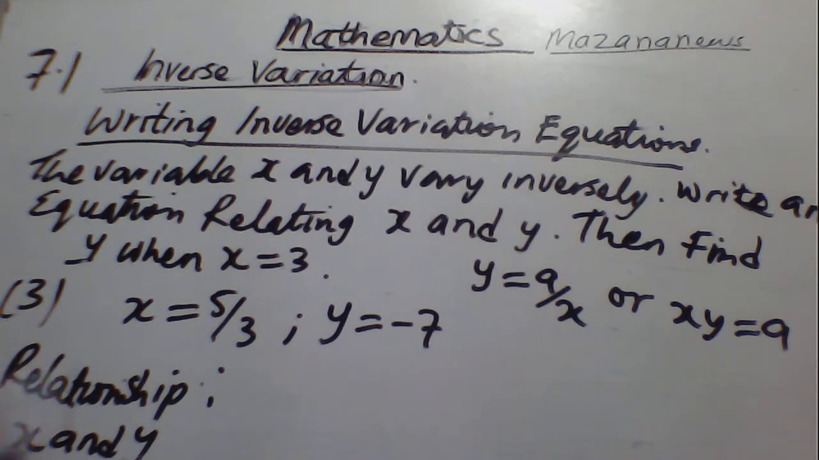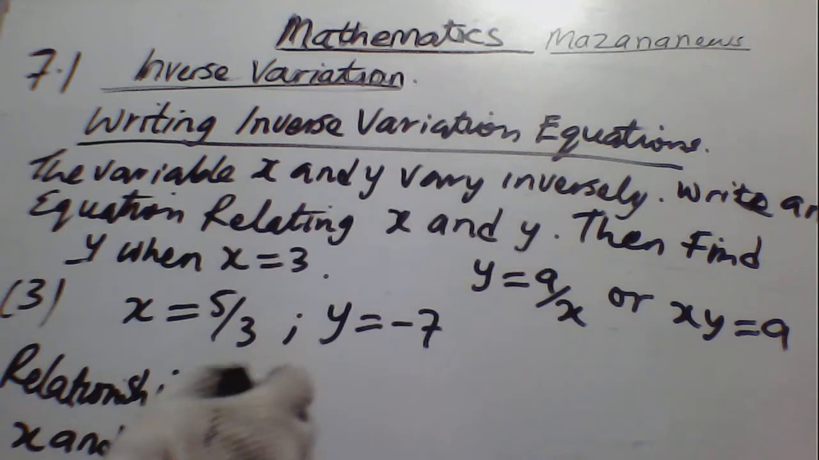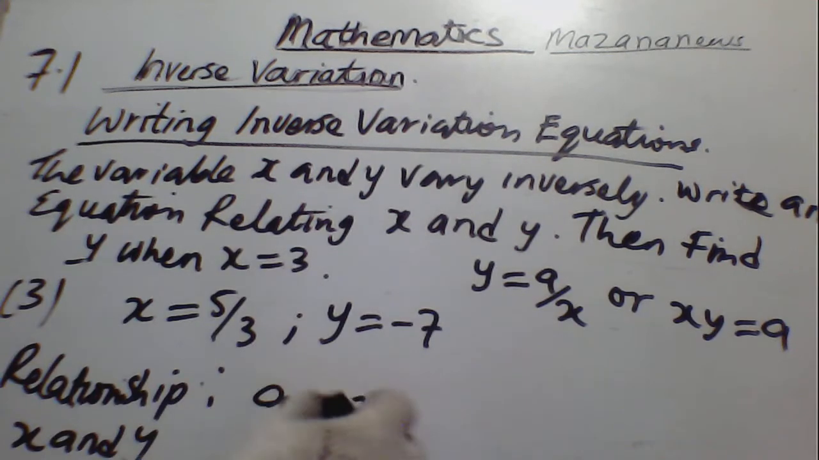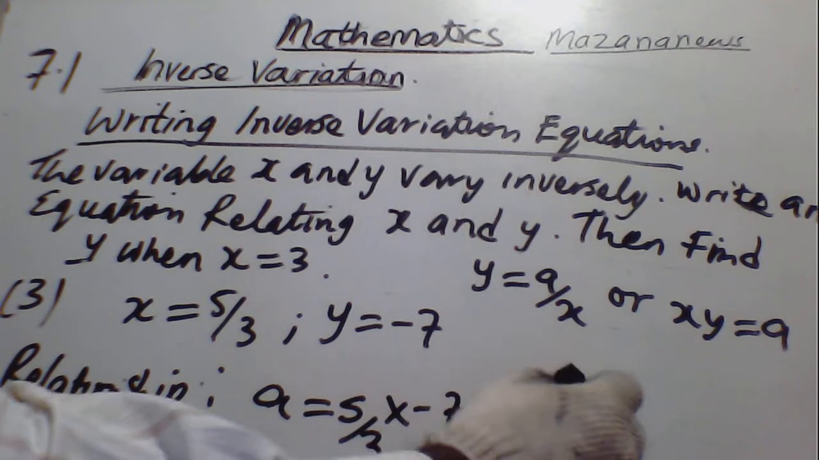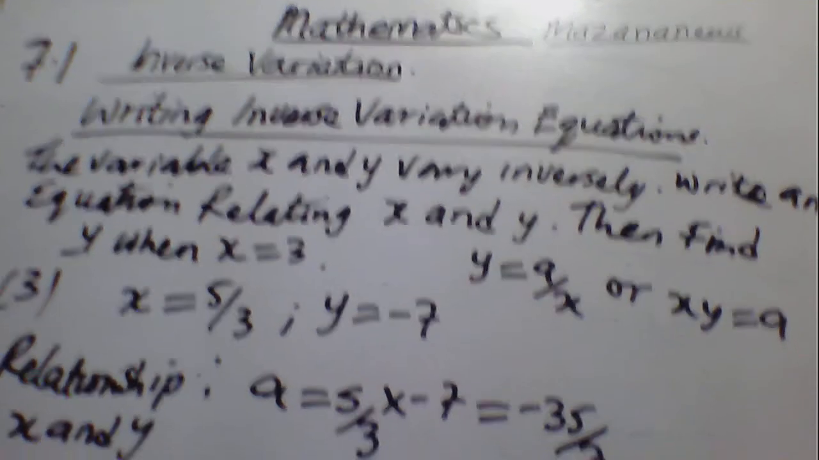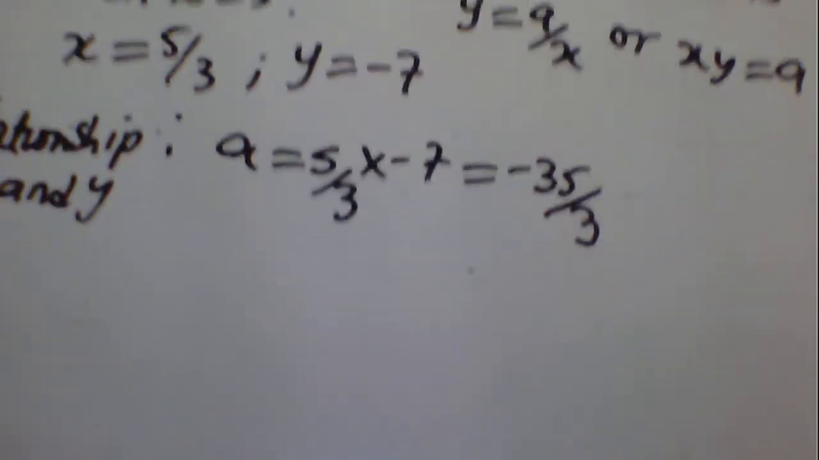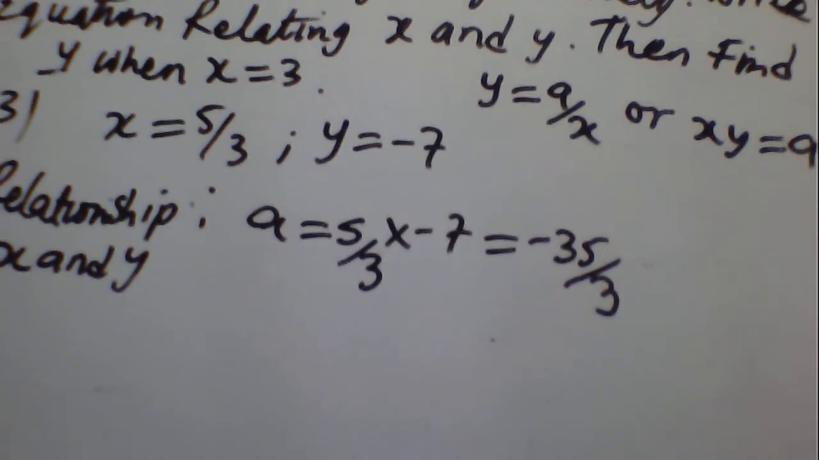So from here, you can use this formula to find a. So a is equal to what? 5 over 3 times minus 7. So this will give us minus 35 over 3.